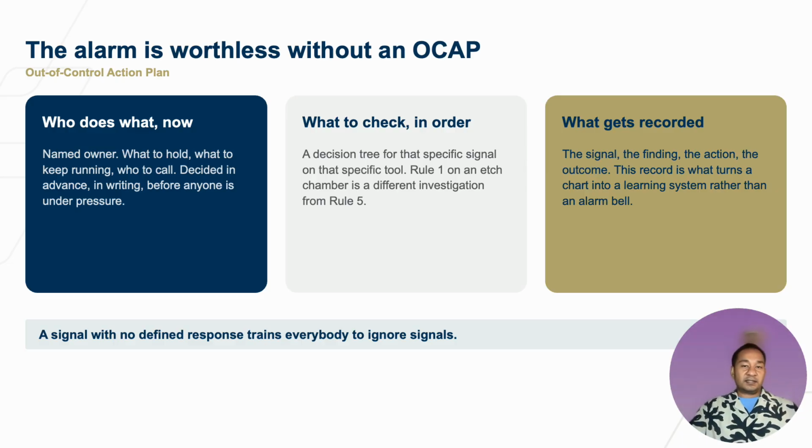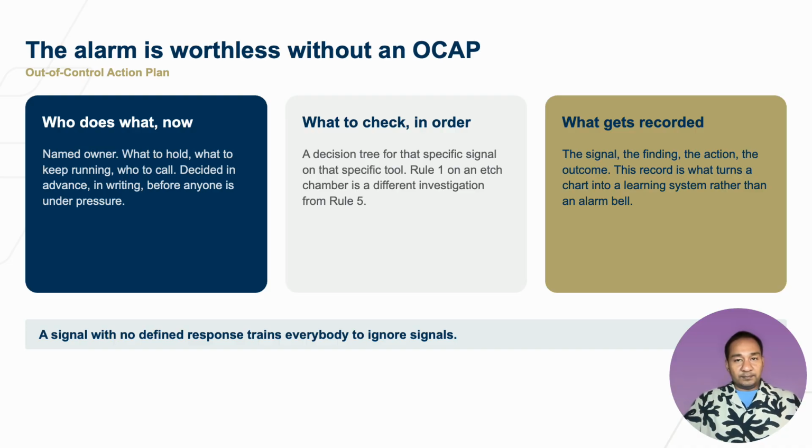One last thing before we leave signals, and it is organizational rather than statistical. An alarm with no defined response is worthless. Worse than worthless, it actively trains people to ignore alarms. So every chart in a fab has an OCAP, an out of control action plan. Who does what now? A named owner, what to hold, what to keep running, and who to call, all decided in advance in writing before anyone is standing in front of a stopped tool at 2 in the morning under the pressure to make a shipment.